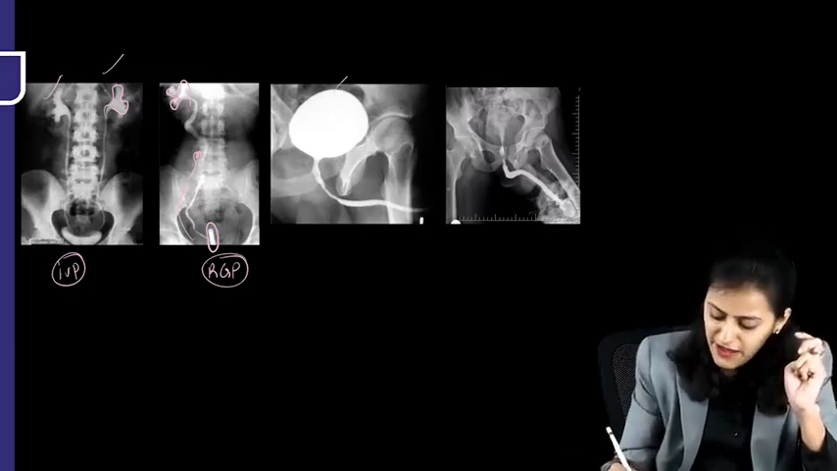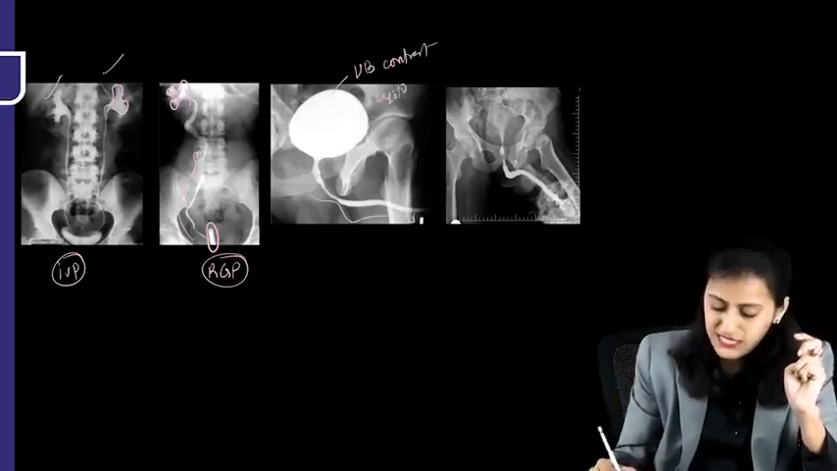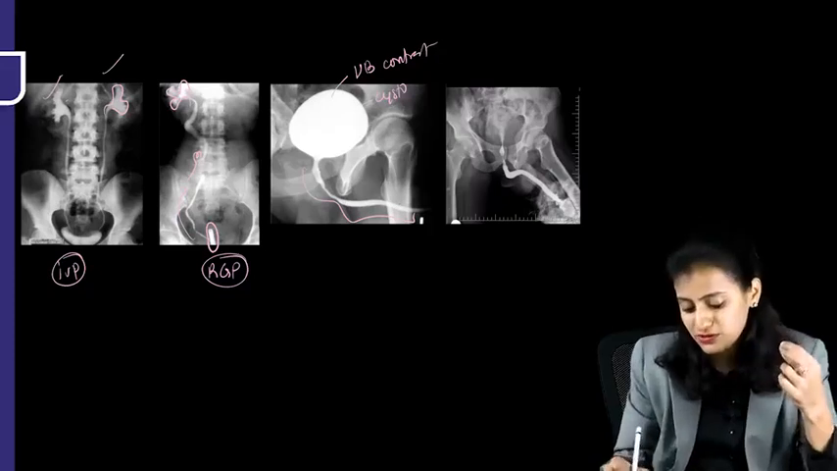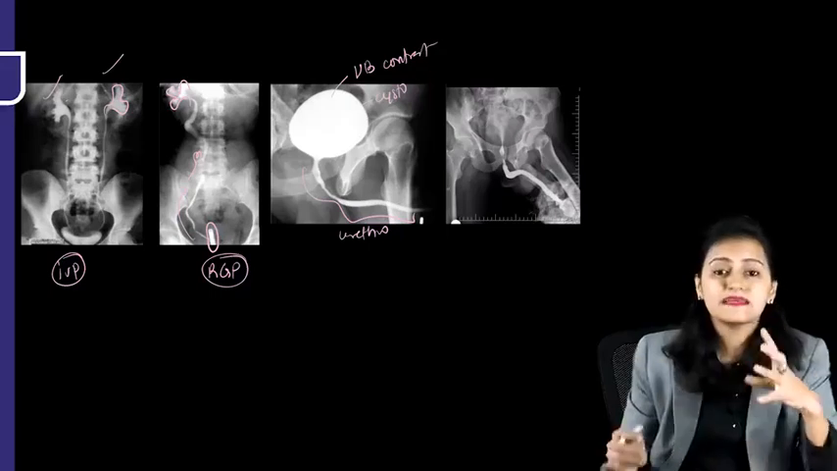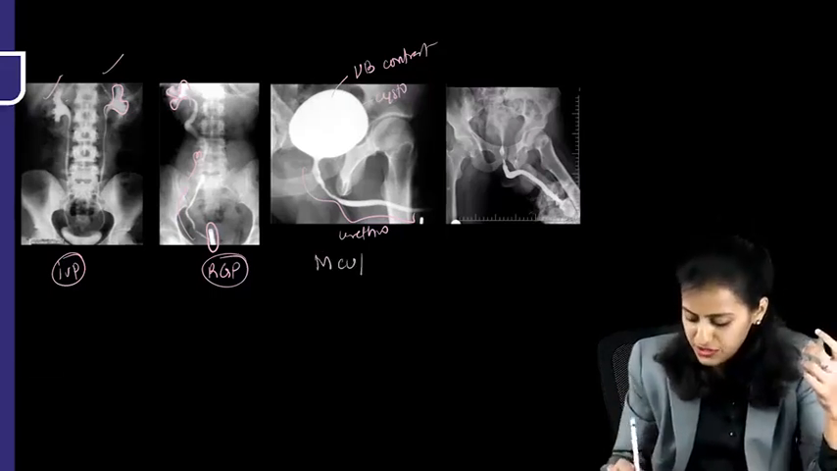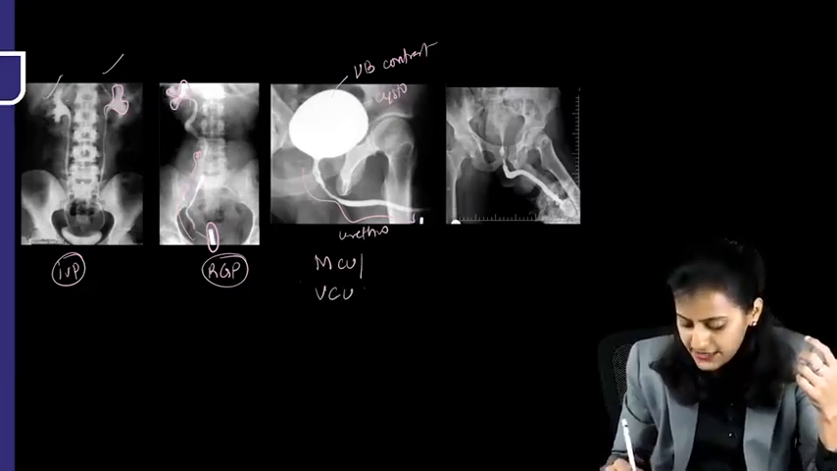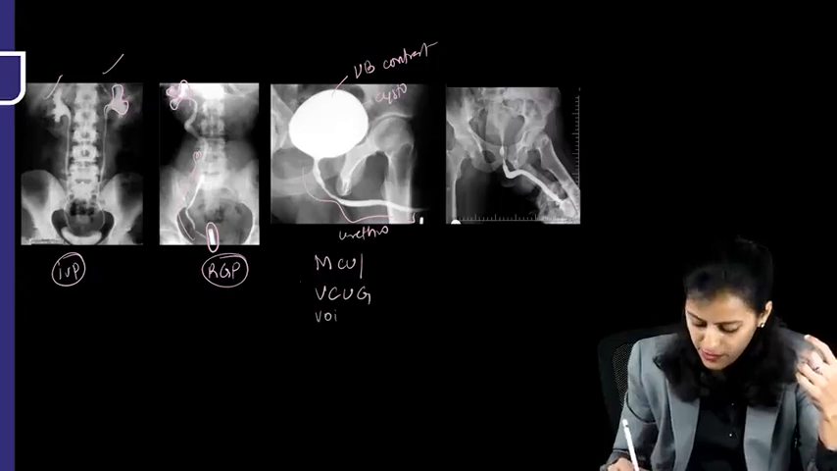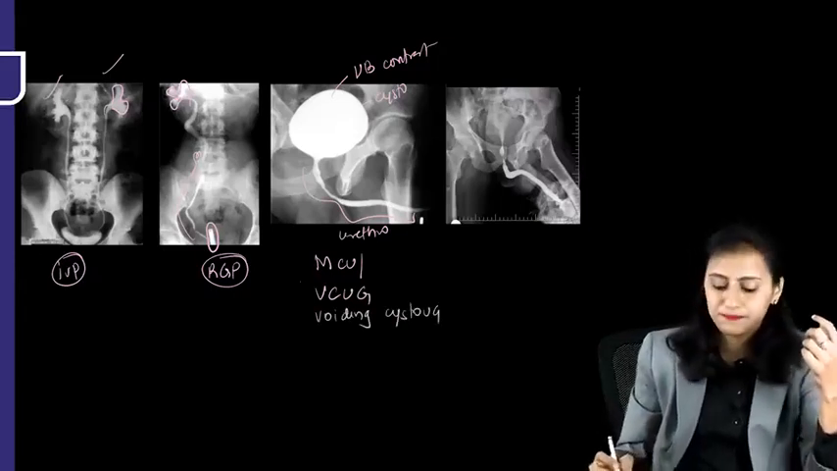Next one, where you have the urinary bladder distended with contrast. So you are seeing the cysto part. You are also seeing the urethra part. The urethra is also containing the contrast. So this is a cystourethrogram. The bladder is distended. That means the patient is micturating. This is micturating cystourethrogram, also called voiding cystourethrogram.